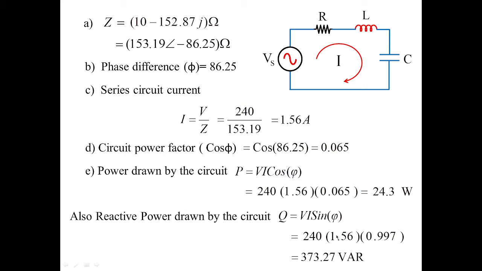Just multiply 240 into 1.56, you are going to get the value of apparent power. So this is how you solve a problem for a single phase RLC circuit applied to single phase input.